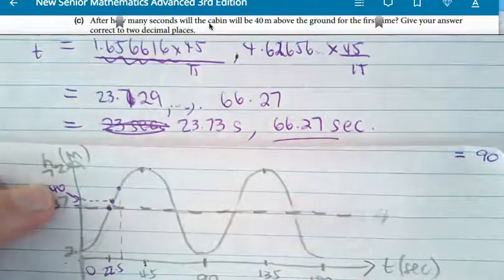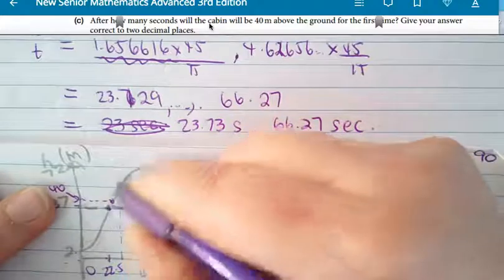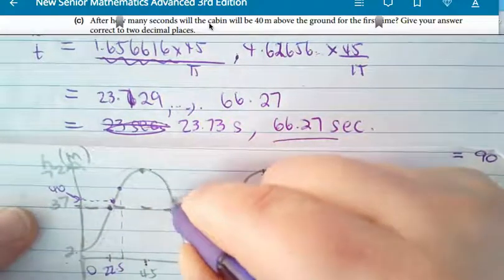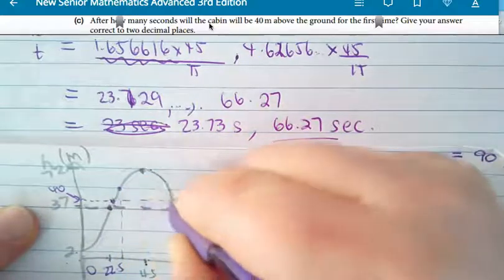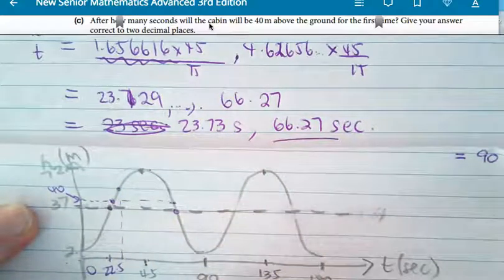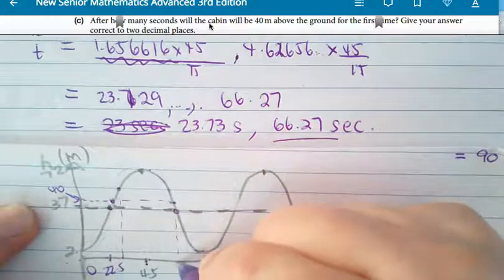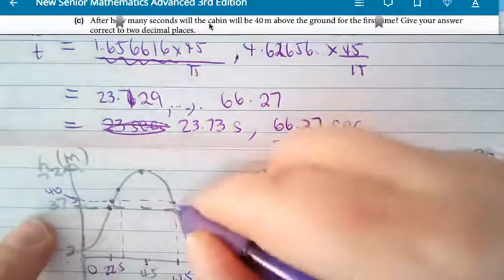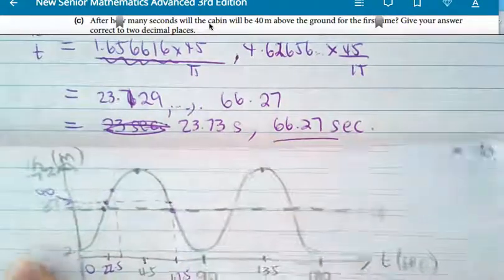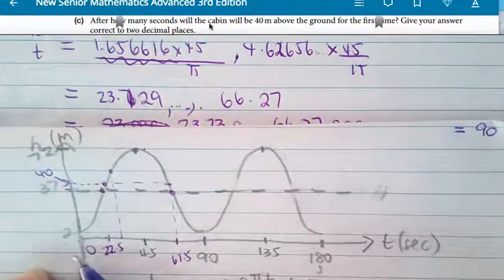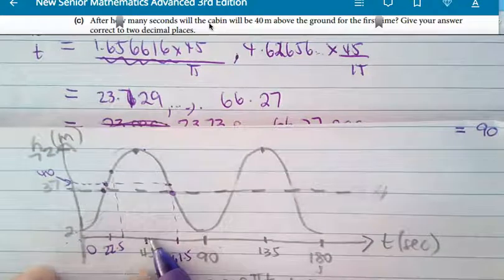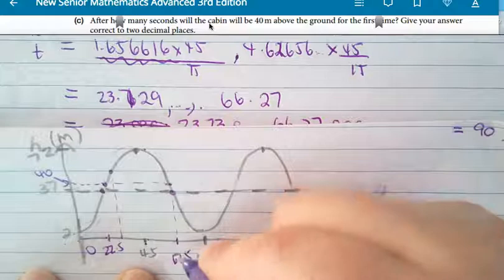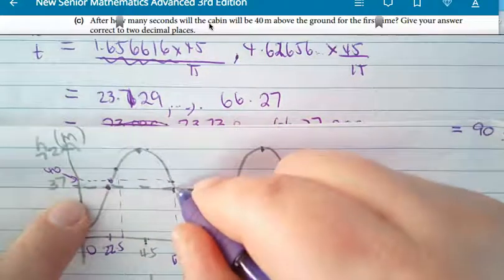This 66.27 seconds is this result over here. No, it's not. It's this one, which is 40, just above the line. So halfway between 45 and 90, can anyone tell me what that is? 67.5, right? That's at 37 meters. If I just work out where all the quarters are on my graph, I've got 0, 90, 45. Half of 45 is that, and halfway between 45 and 90 is 67.5. That's for 37 meters high.